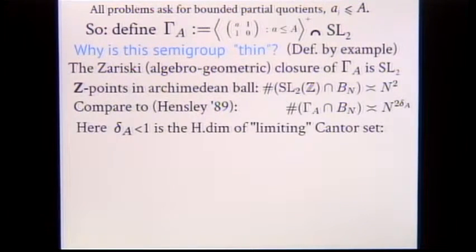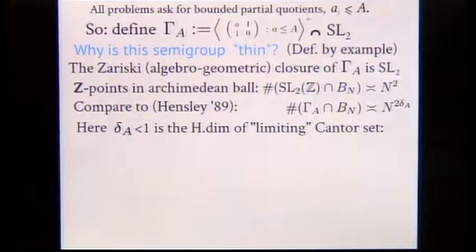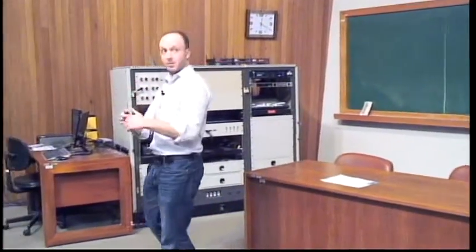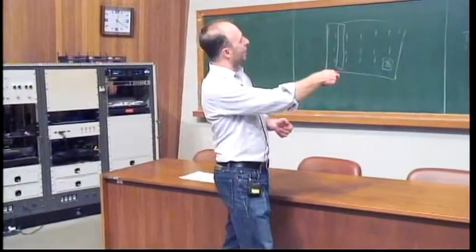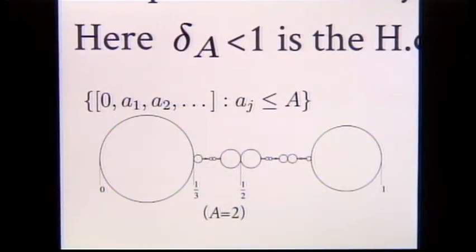What is delta A? It's the Hausdorff dimension of the Cantor set, which is the limit set of this group. So what does it look like? I'll give you the example when A equals 2. So the Cantor set, by definition, is just the set of all arbitrary sequences in the unit interval with partial quotients bounded by A.